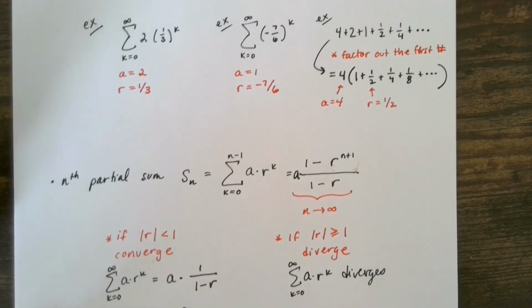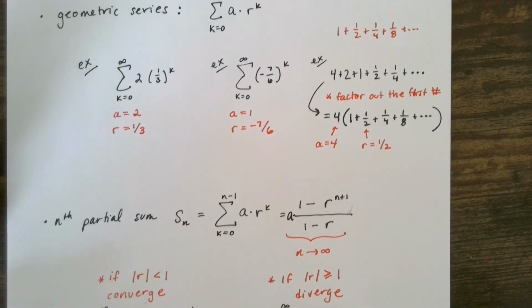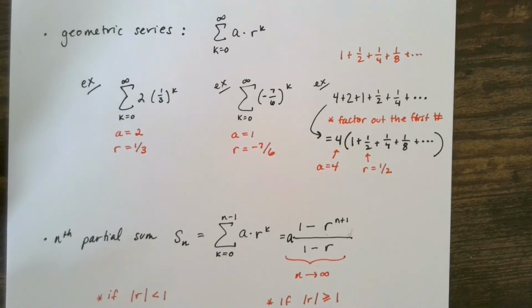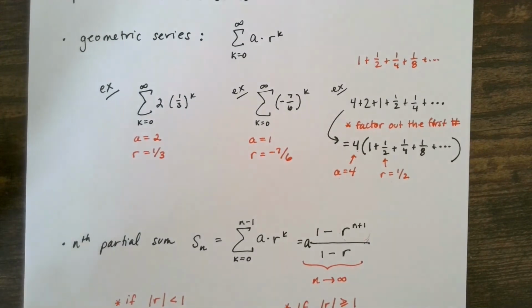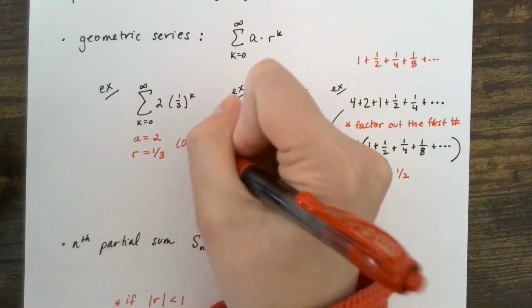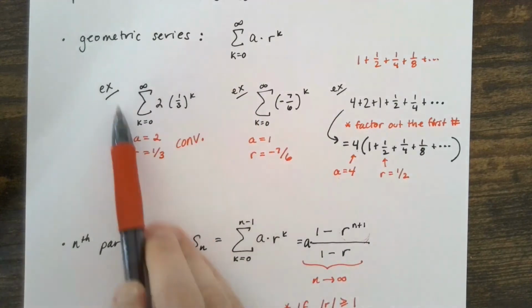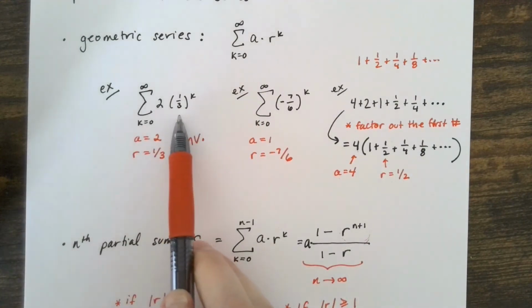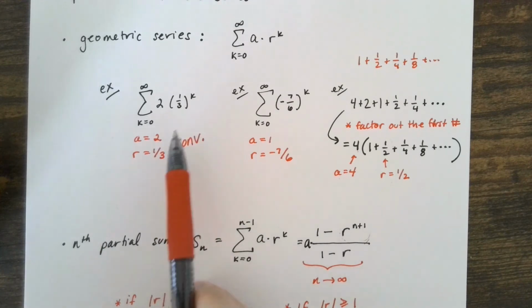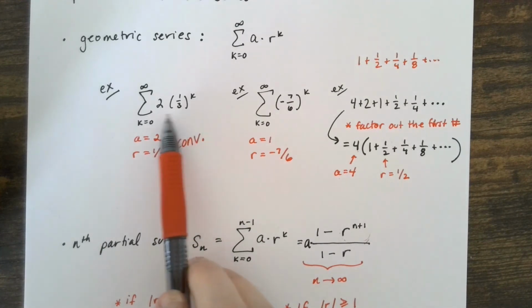So let's go back up to our 3 examples here. And we can look at all of the r values and decide whether the geometric series will be convergent or divergent. So in this first example, my r was 1/3, that's a fraction less than 1. So I know that this particular series is convergent, which means I can feasibly add up all of these numbers forever and come to some sort of finite number as the sum. It doesn't actually add to infinity.